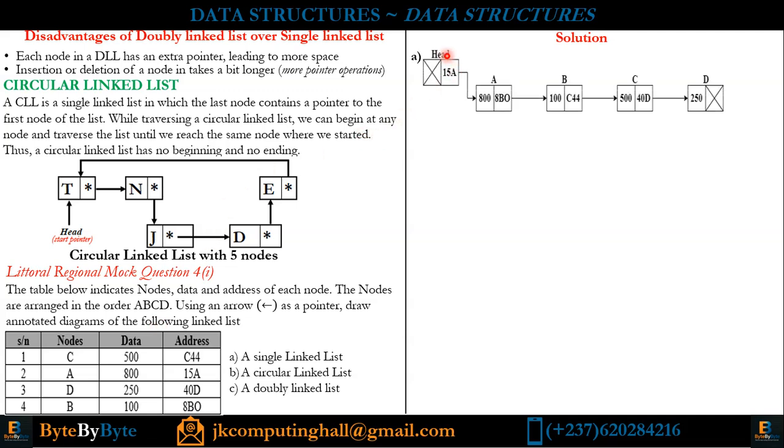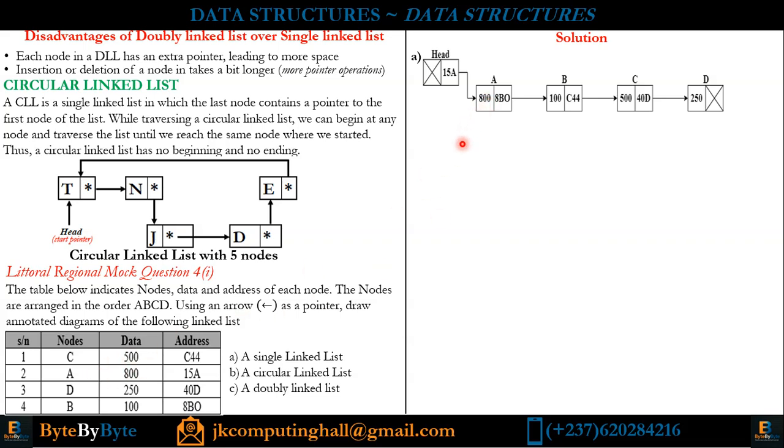So my head, remember that the head contains a pointer to the address of the first element, and this is my first element here, A, and its address is 15A. That is why under head, since it has no value, you have this cross, and the address is what? The address of A. Now under A, what do I have? The data. The data of A is 800, as you can see.